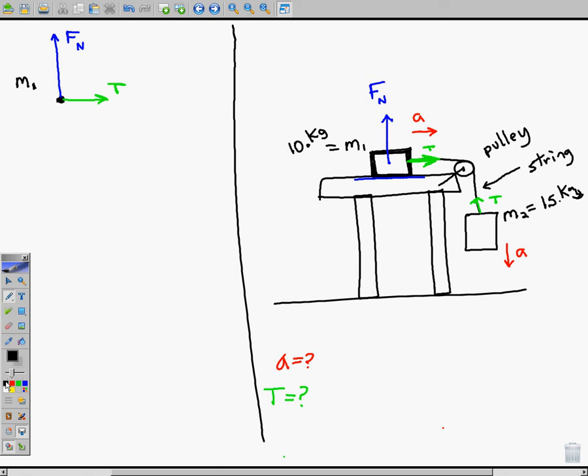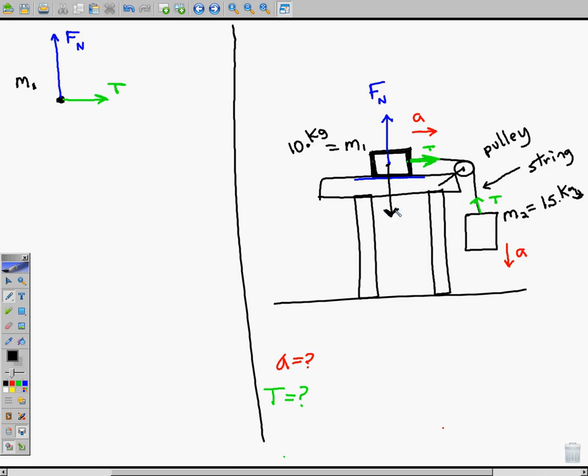Thomas, what other force is acting on that M1? Come on. It's being pulled down by gravity. Exactly. The force due to gravity, also known as the object's weight, is pulling it down. So its own weight force is pulling it down.